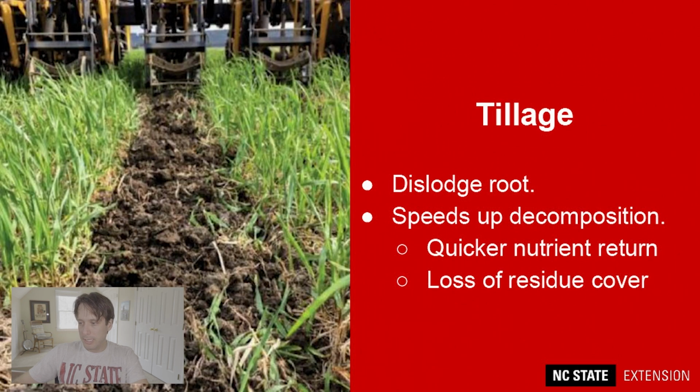Tillage: if you're utilizing tillage, it can certainly terminate a cover crop. Just make sure your equipment can dislodge the root entirely. When we incorporate, we may speed up decomposition of that cover crop. That can maybe speed up the rate at which it returns the nutrients that it scavenged, which could be a benefit, but we're losing that above ground residue and all the benefits that provided that we talked about in the previous slide.